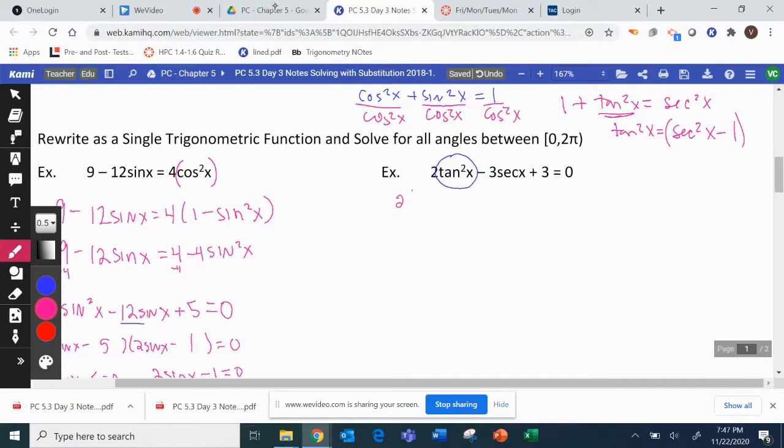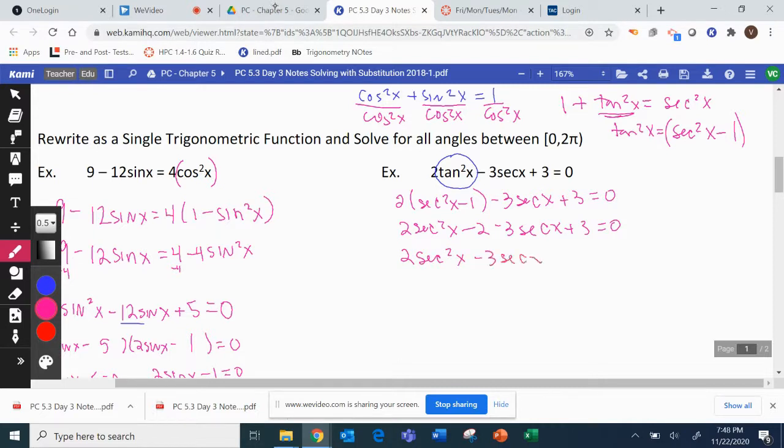So I have 2 secant squared x minus 1 minus 3 secant x plus 3. So now we have all secants. 2 secant squared x minus 2 minus 3 secant x plus 3. Combine some like terms. Get 2 secant squared x minus 3 secant x and then plus 1.